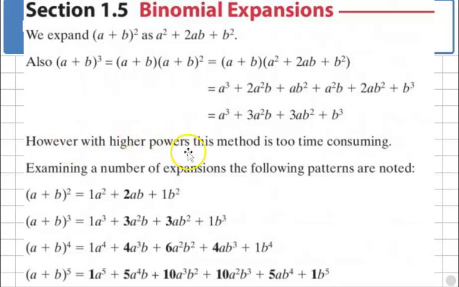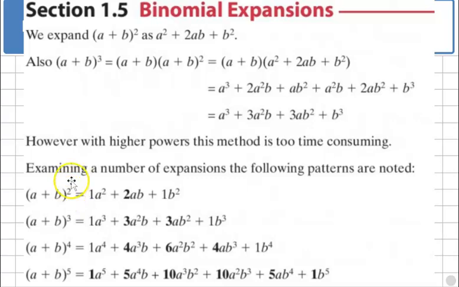However, with higher powers, this method is too time consuming. Examining a number of expansions, the following patterns are noted. So we see here we have (a + b) squared, cubed, to the power of 4 and to the power of 5. Notice that each expansion starts with 1a to the power of something and ends with 1b to the power of something.